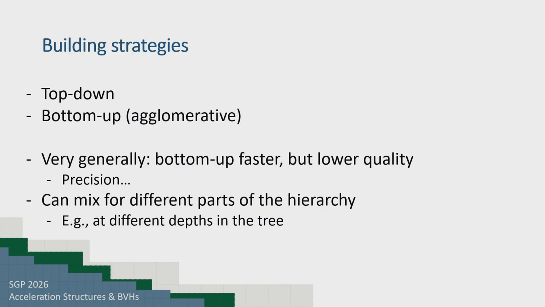You're not locked into one of them, so you can definitely build part of your BVH with one of them. You can mix them, like you could build your top part with a top-down build, and then the subtrees towards the leaf level with a bottom-up build to make it slightly faster.